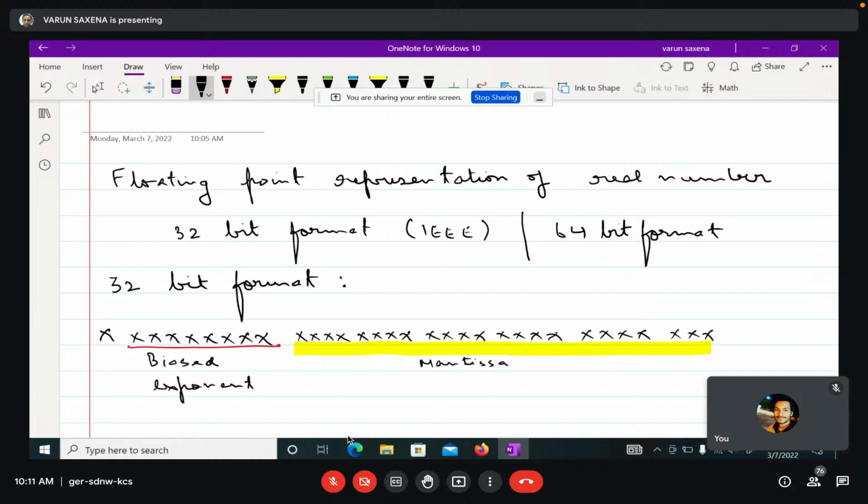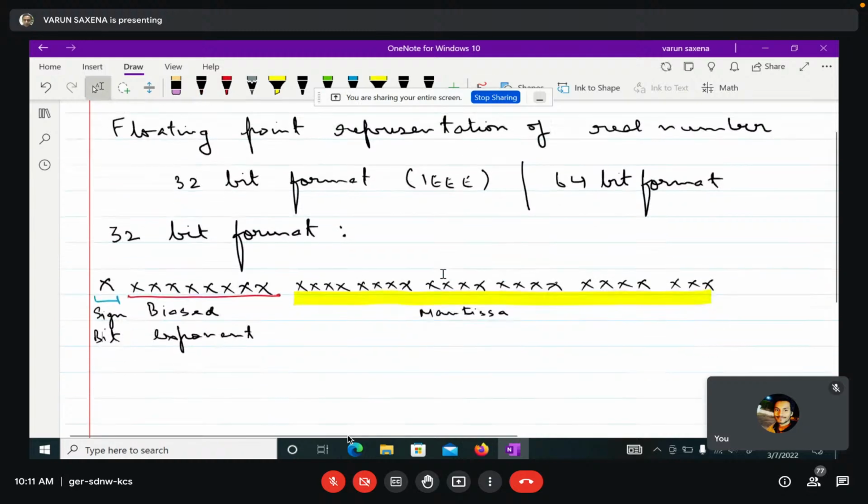And this bit here, this is nothing but your sign bit. Okay, so this is the 32-bit format storage for any number.